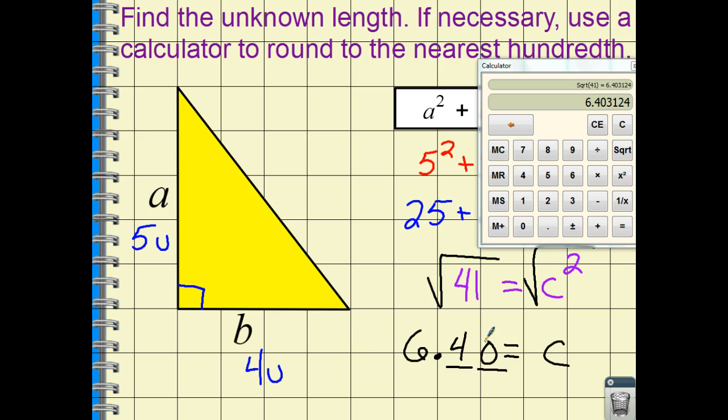All right, so if I were to come over to my triangle, C is 6 and 40 hundredths units, because they didn't tell us what unit of measurement we're using. And I'd also like you to take a look at this and see that the hypotenuse is the longest leg. It's always the longest. So we had a 4 unit, a 5 unit, and a little bit over a 6 unit here.